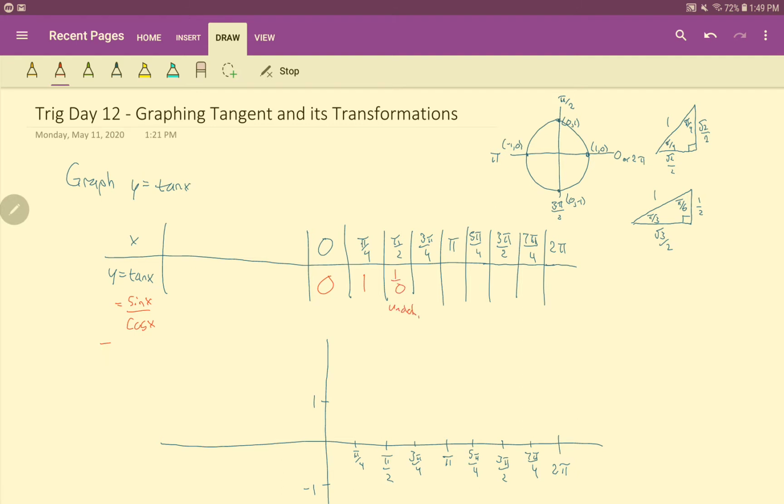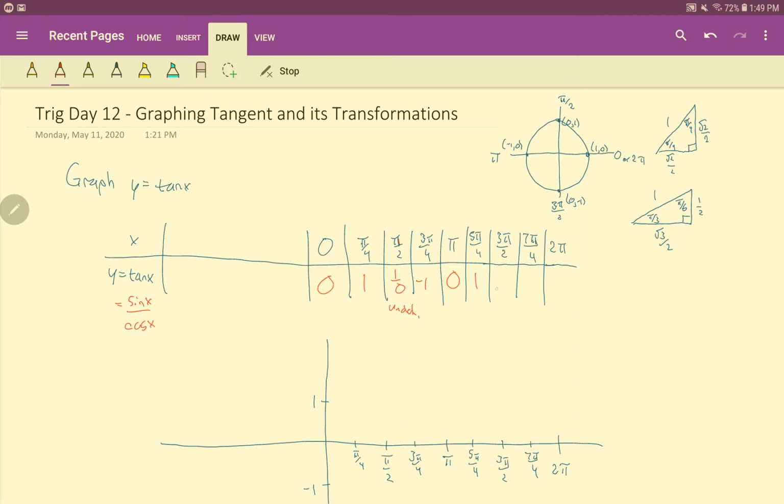Interesting. And so then for the rest of this here, for the 3 pi over 4, we're going to get something very similar to pi over 4, except now we're in quadrant 2. Tangent's negative in quadrant 2, and so we end up with negative 1 there. And then at pi, tangent of pi is going to be 0. 5 pi over 4 is going to be positive 1, back to positive 1.